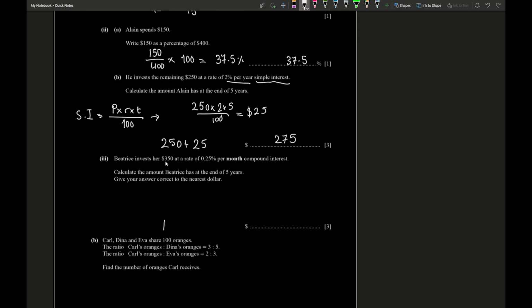Beatrice invests her $350 at a rate of 0.25% per month. Compound interest. Okay, so that's a compound interest. Calculate the amount Beatrice has at the end of the 5 years. ماشي. Give your answer to the nearest dollar. Okay. So we know that the compound interest formula is given by the principal amount multiplied by 1 plus the rate divided by 100 raised to the power of n, the time.